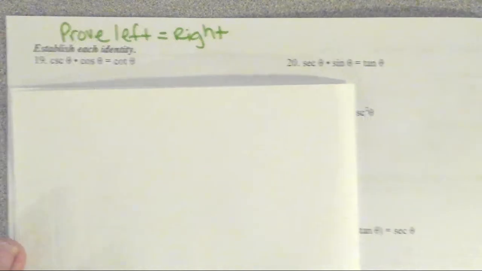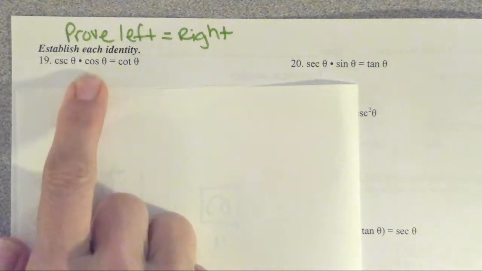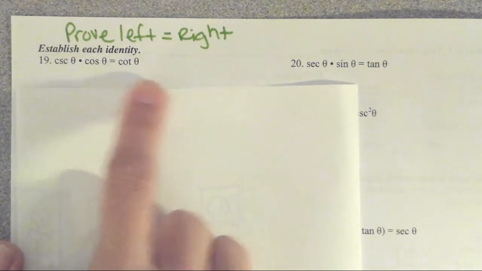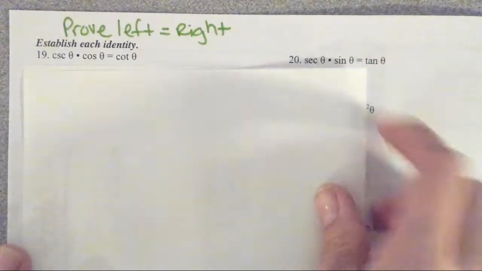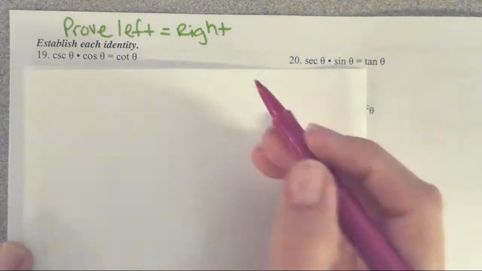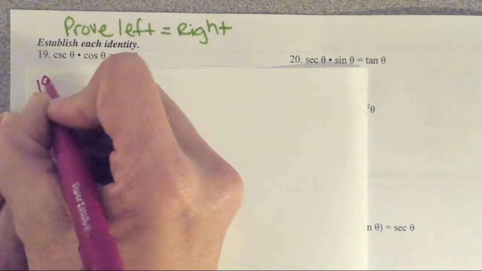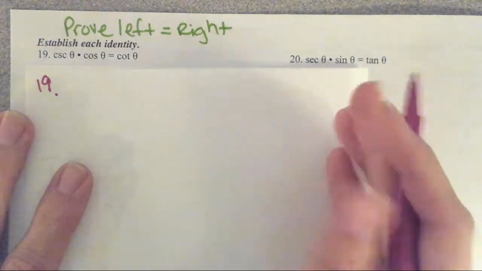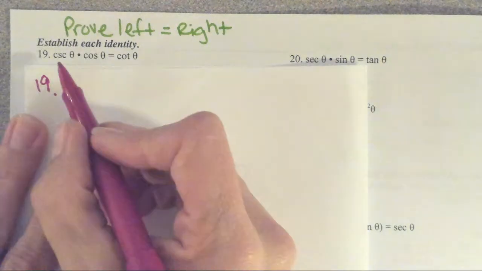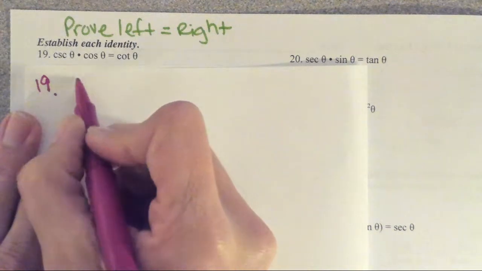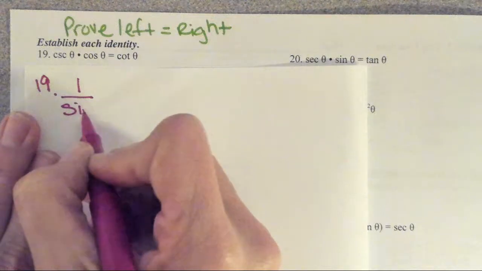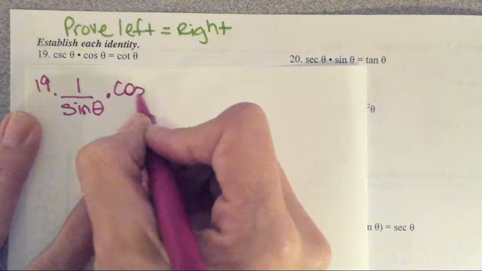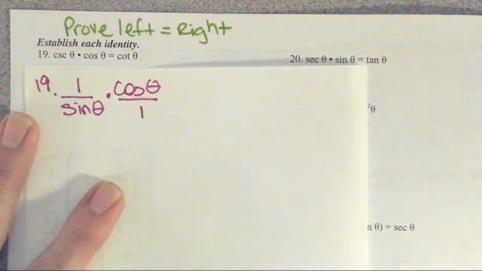So on 19, I'm going to multiply cosecant times cosine. And when I do, I'm going to hopefully get cotangent. Remember, we're trying to prove the left side equals the right side. So my first step on number 19 is going to be to rewrite cosecant and cosine using only the words sine and cosine. So I can write cosecant as 1 over sine theta, and cosine is just cosine over 1.